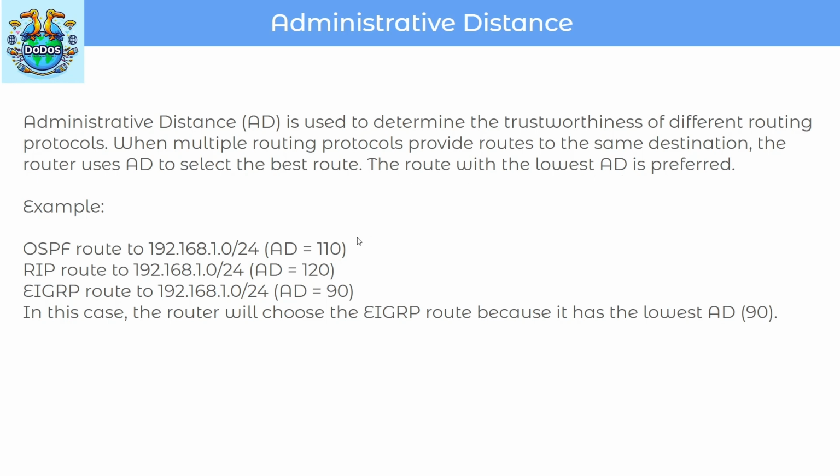So administrative distance is the number you'll see in a routing table, and if all the prefixes match, or say two of them are the same prefix and they're both matching, then you look at administrative distance. So in this case, an OSPF route would be the administrative distance of 110, RIP would be 120, EIGRP would be 90, and in this case the router will choose the EIGRP route because it has the lowest administrative distance, which is 90. Default administrative distances.